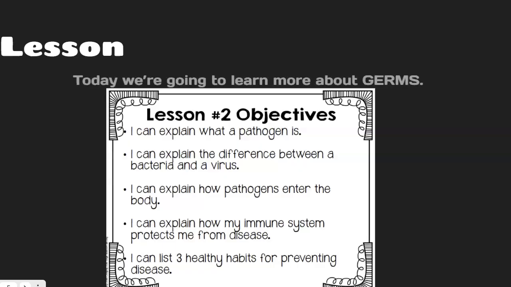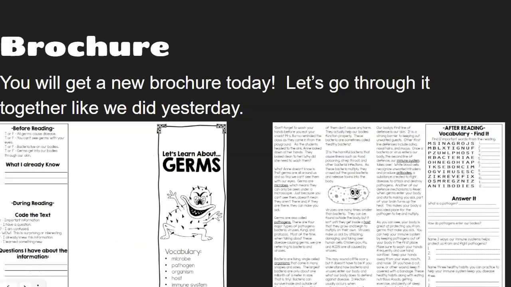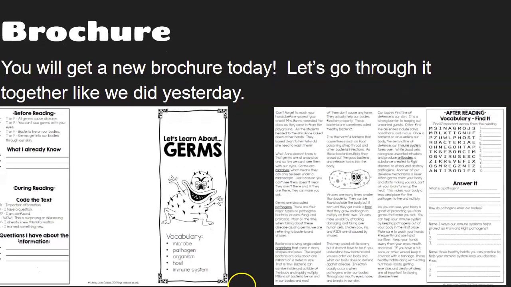All right. So here we have our germs brochure, which is also attached. Some of the words that we will know are microbe, pathogen, organism, host, and immune system. Here, let's test your knowledge here. True or false? All germs cause disease. True or false? You can't see germs with your eyes. True or false? Bacteria live on our bodies. And true or false? Germs get into our bodies through our skin. So by the end of this reading today, you will be able to answer those correctly.